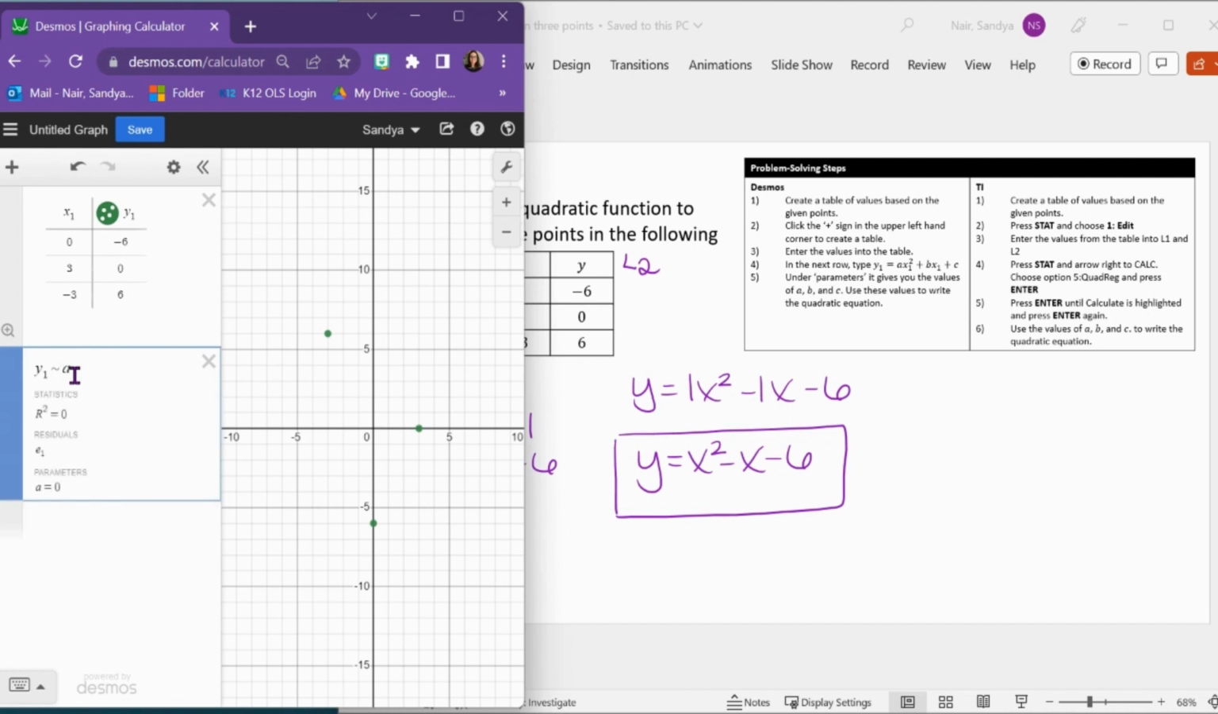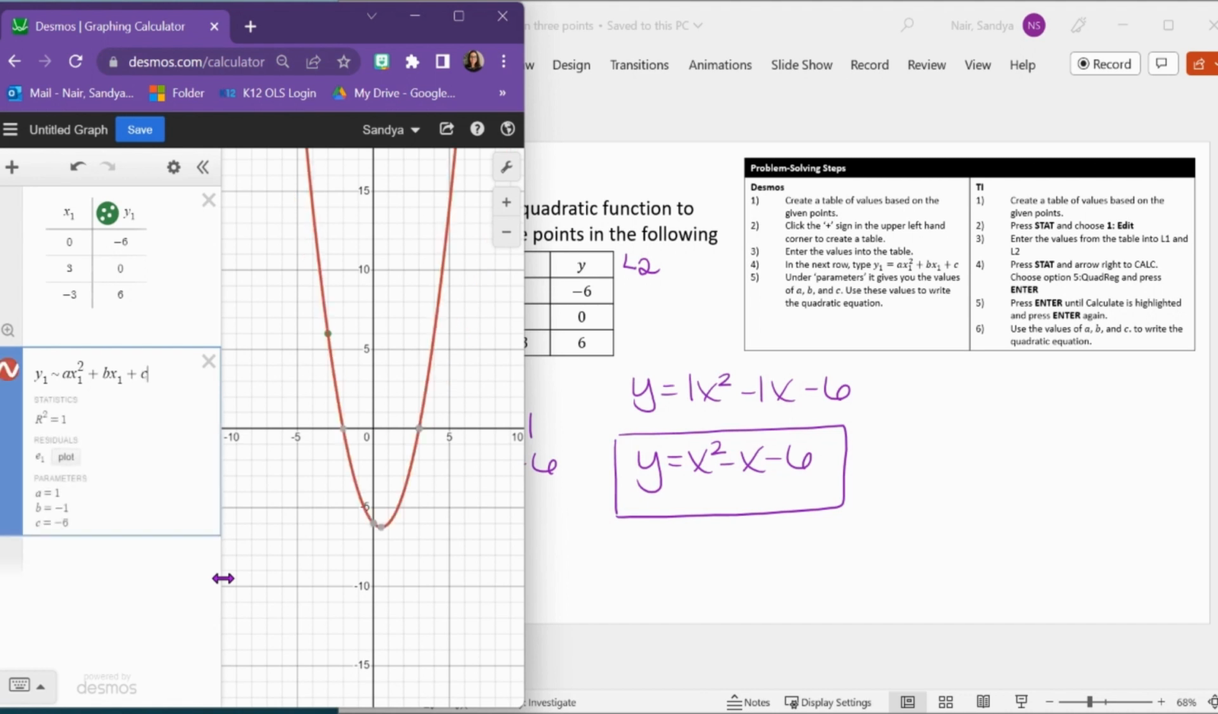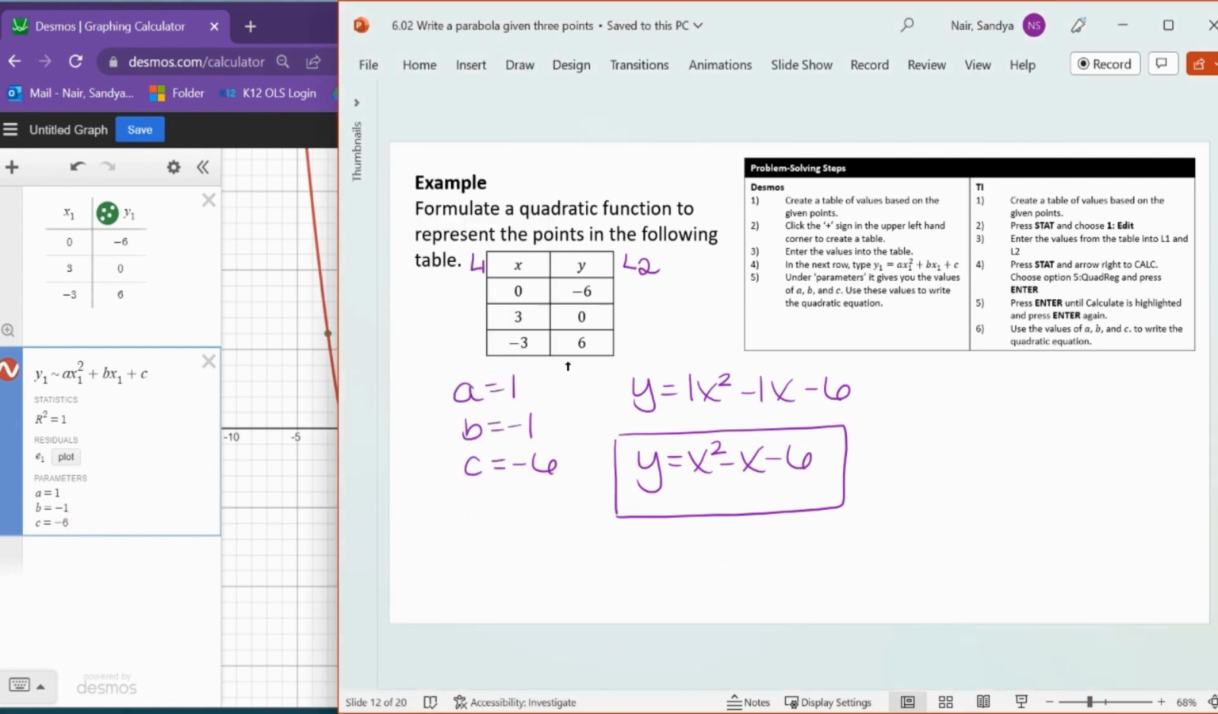So ax1 squared, right? We're basically typing ax squared plus bx plus c, but we have to use x1 because that is the x values that we're talking about. So ax1 squared plus bx1 plus c. Okay, and now you can see here under parameters, it gives us a equals 1, b equals -1, and c equals -6. The same values that the TI calculator told us. We just plug those into standard form, and that's how we write the equation.